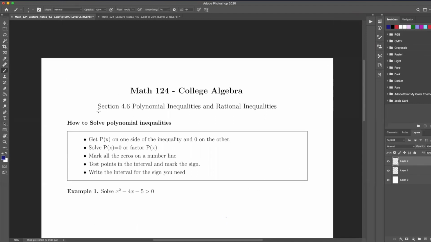All right, so we're going to do section 4.6. This is polynomial inequalities and rational inequalities. So last time we did inequalities with absolute value, and now we're going to do polynomials and rational.